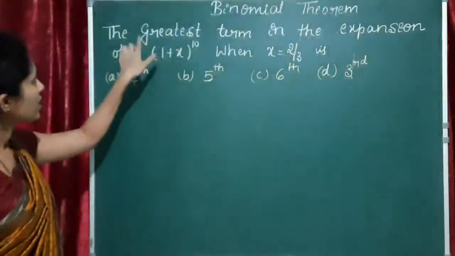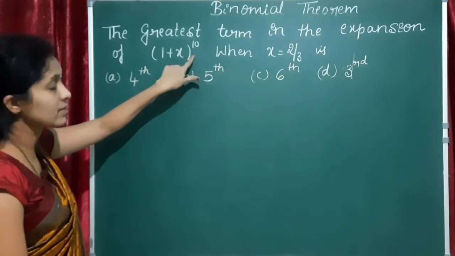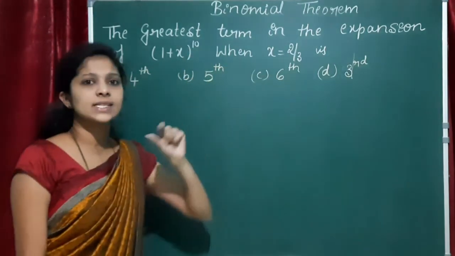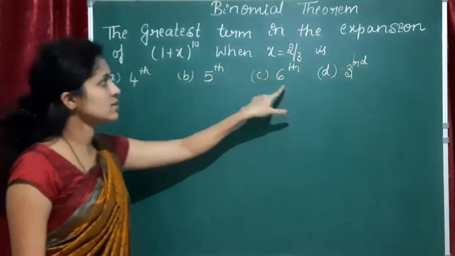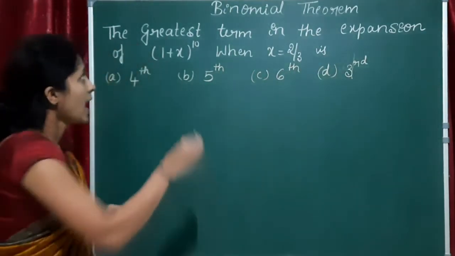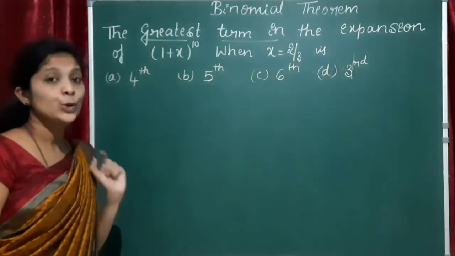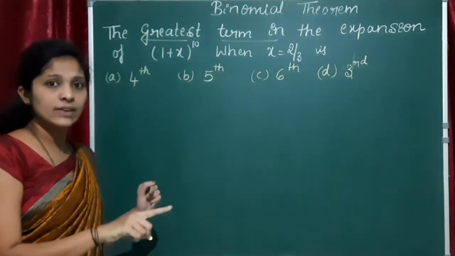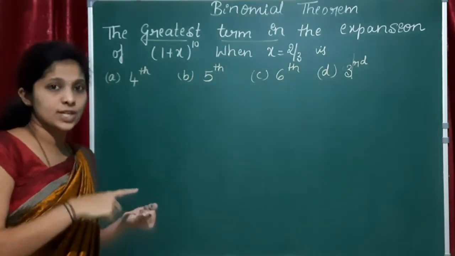The next question: the greatest term in the expansion of (1 + x) whole to the power 10 when the value of x is equal to 2/3 is: options 4th, 5th, 6th or 3rd. See, I hope you remember the formula for the greatest term in the expansion. To find the greatest term, I had given the formulas. To find the greatest term and the greatest coefficient, those are different.